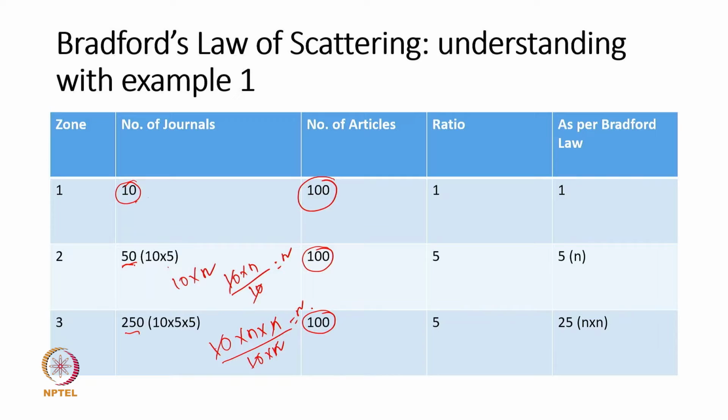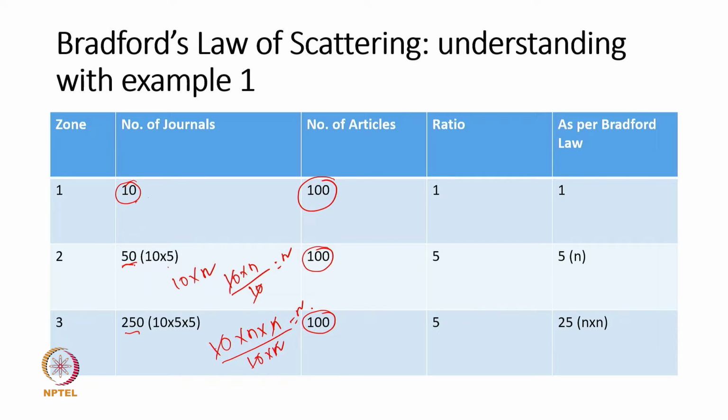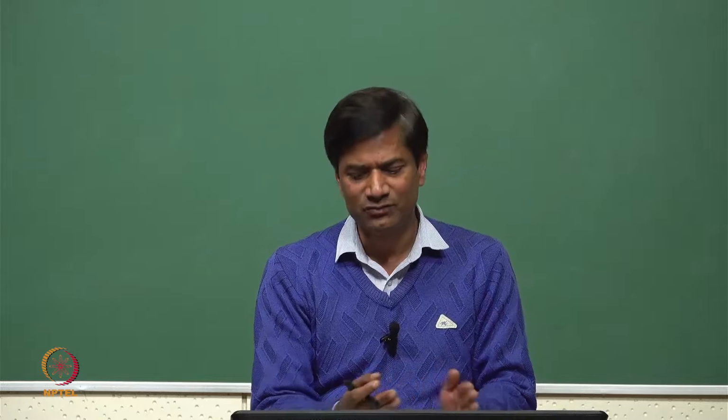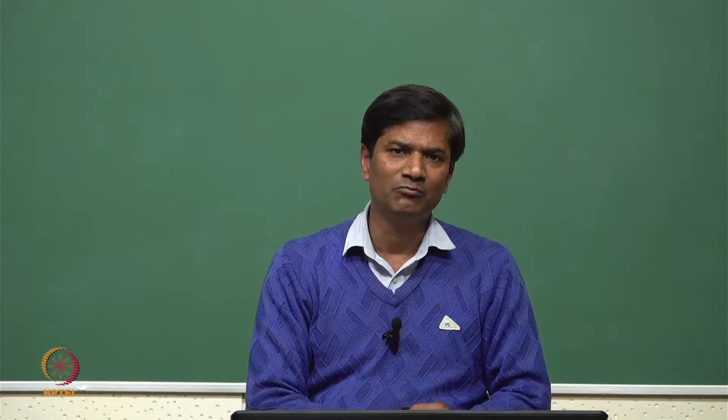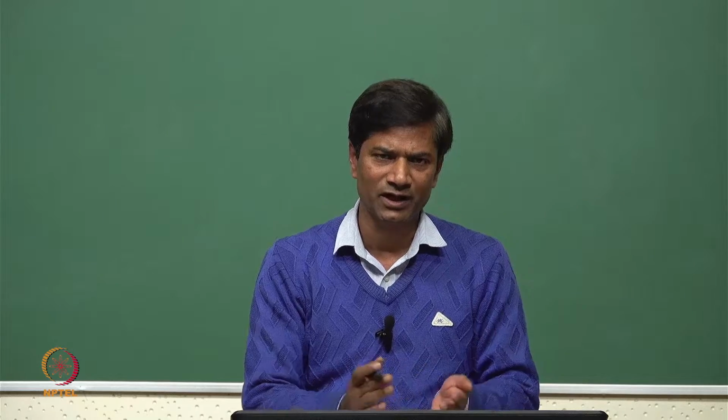In this example, this is an ideal example. Usually this doesn't happen, because I have explained this with a very simple example in which the number of articles is constant, 100 in all cases, and the journals are also varied in multiplication of 5 to the preceding term, but this usually doesn't happen in a real scenario. Let us see example 2, which describes a real situation.